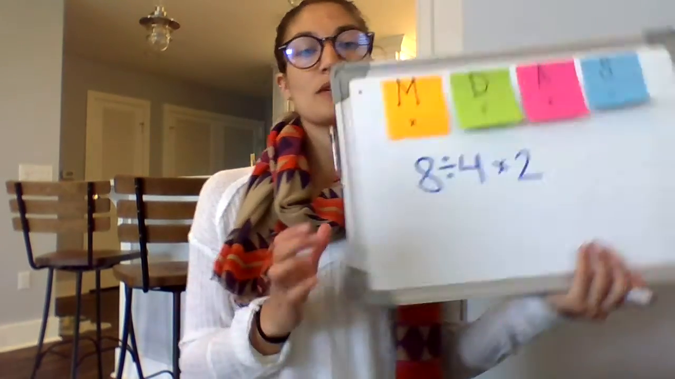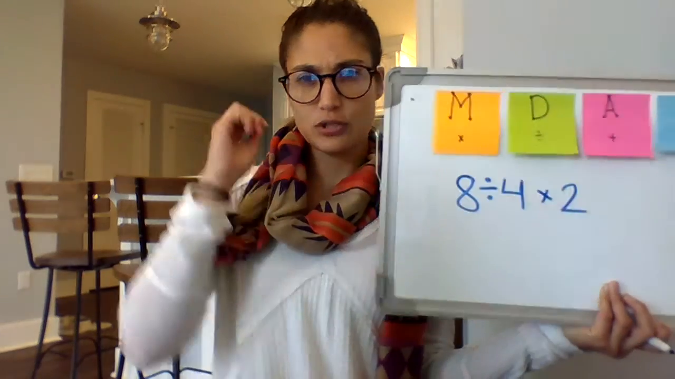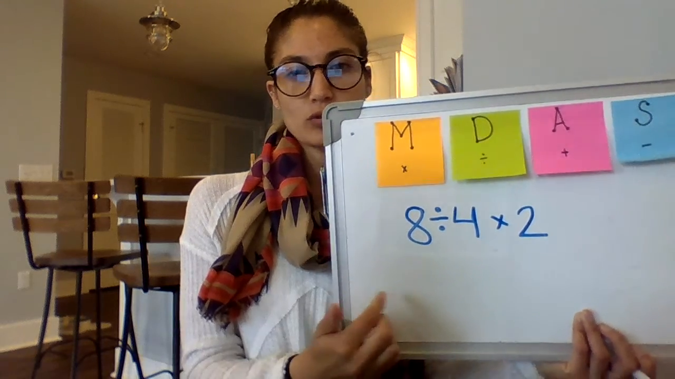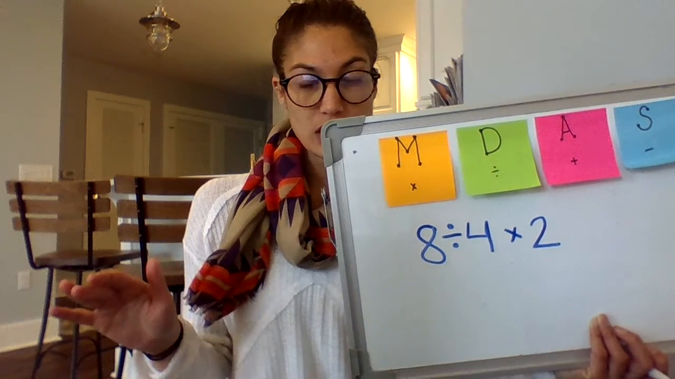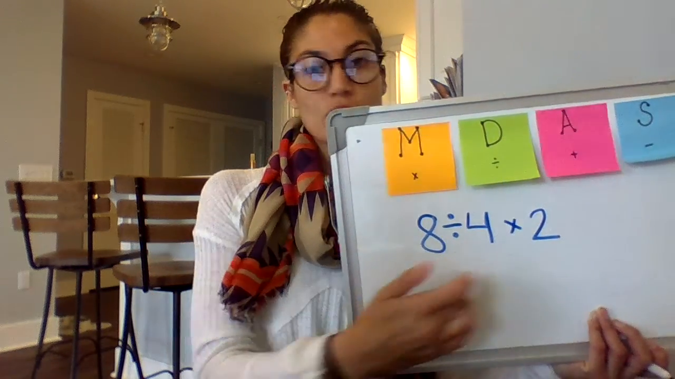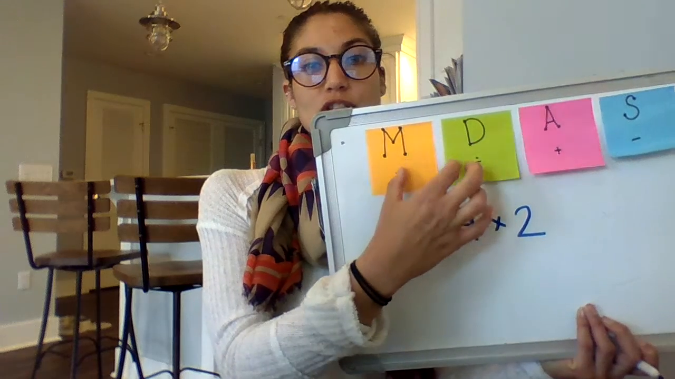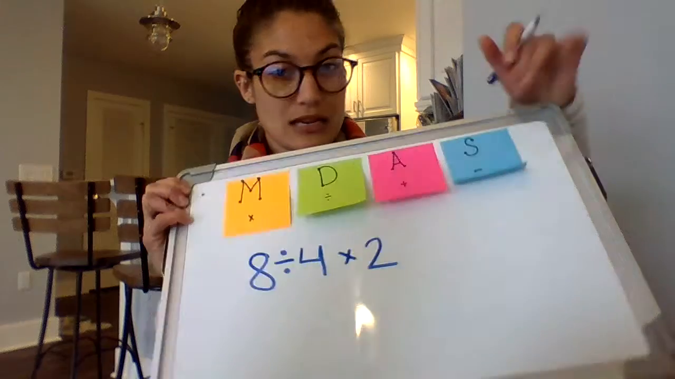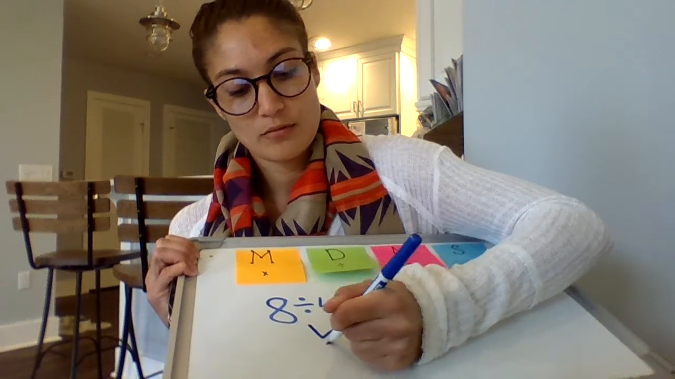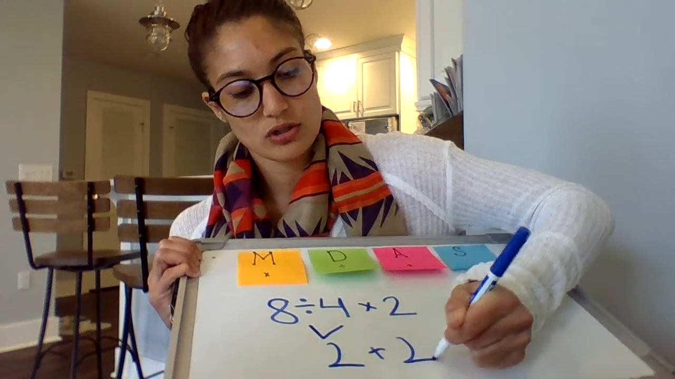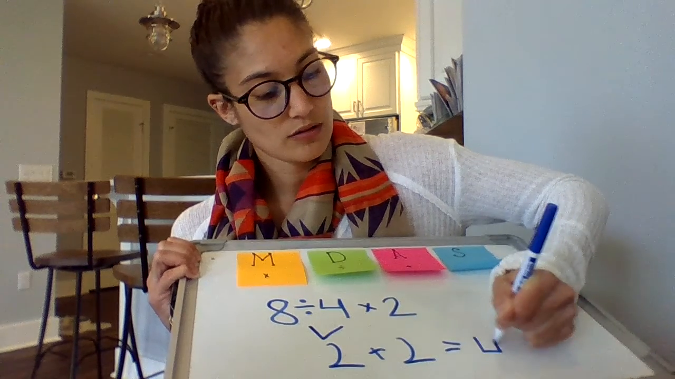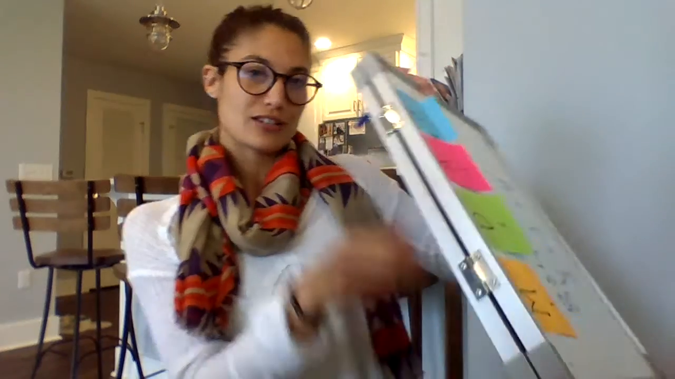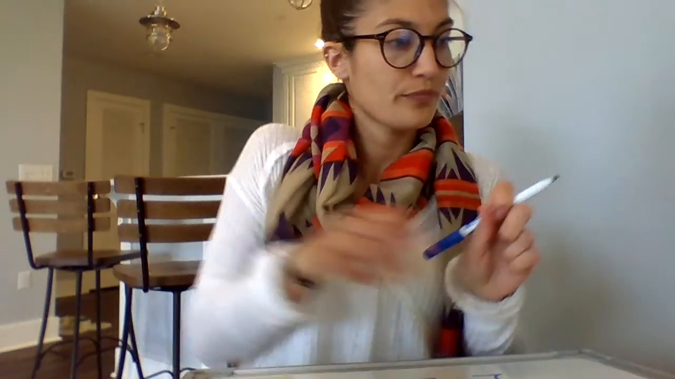Okay, so I have 8 divided by 4 times 2. All right, guys, whenever you have multiplication and division only, you're just going to go in order of the problem because multiplication and division are equal here, okay? So look, I would then just do 8 divided by 4, which is 2, and then do times 2, which equals 4. Okay? I want you guys to try one now on your own.